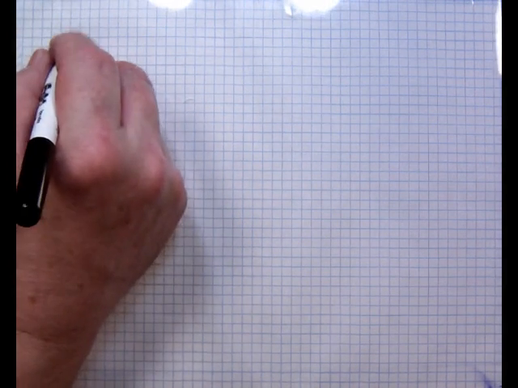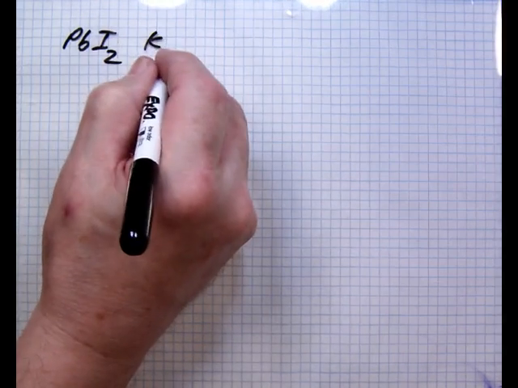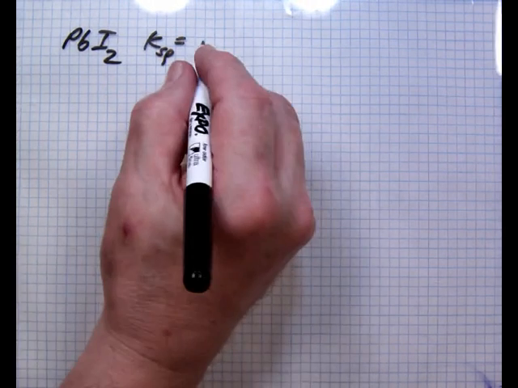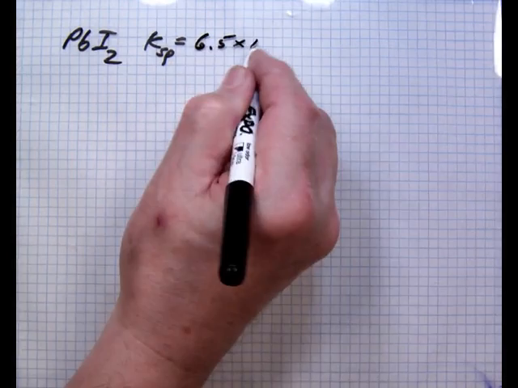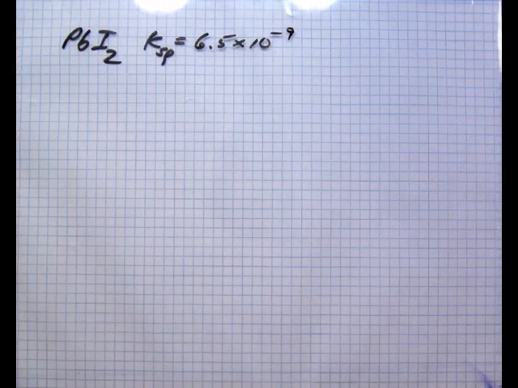Lead iodide, if I've got it in here. Yeah, I got it. It has a Ksp value of 6.5 times 10 to the minus 9. Determine its solubility.